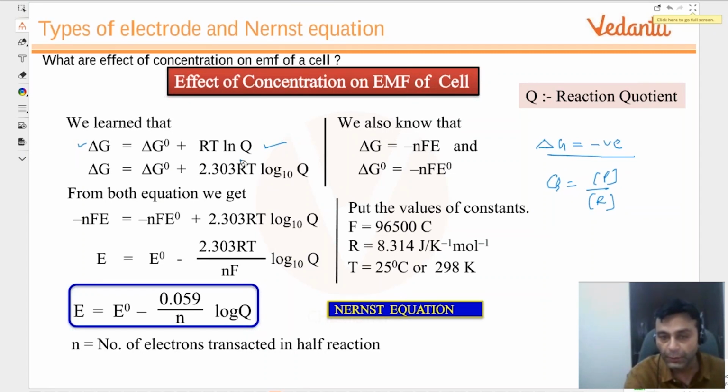Converting this natural log to base 10, we get 2.303 log Q. And we know that delta G is equal to minus NFE cell, so delta G naught is minus NFE naught cell. Up to this point, any doubt? Let me know. Now I divide the whole equation by NF. It will come out to be E naught cell divided by NF. Got it now? Let me know if you have any doubt.